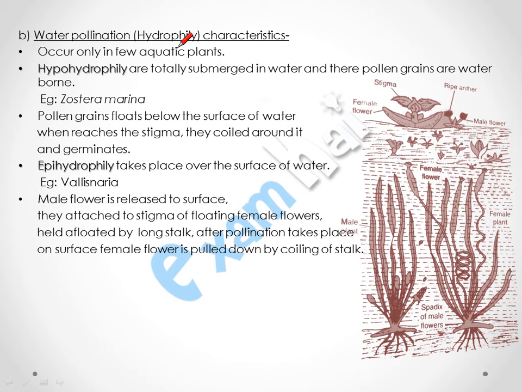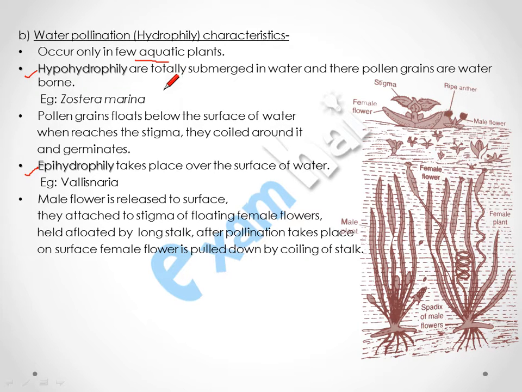So now we are going to discuss water pollination, or hydrophily. The characteristics of water pollination: it occurs only in a few aquatic plants. As the name suggests, water pollination occurs in water, in aquatic plants. It is of two types: hypohydrophily and epihydrophily. In hypohydrophily, the pollination occurs in totally submerged plants, and the pollen grains are produced and pollinate inside the water only.